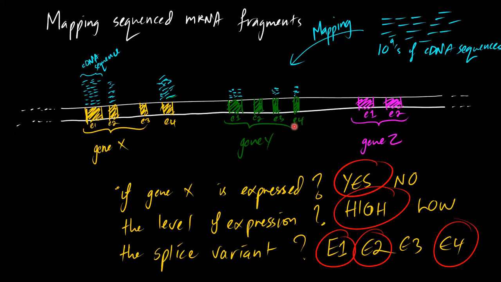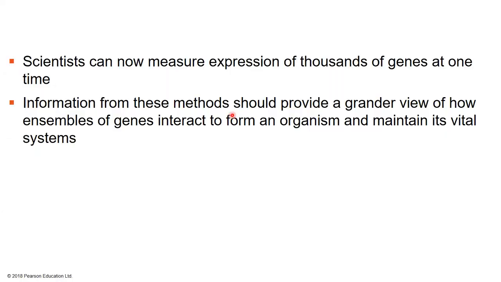So the mRNA of gene X in liver cells contains coding sequences from exon 1, 2, and 4, but not 3. For gene Y, exon 1, 3, and 4. Of course, Z is not expressed. This is how we read the data from the RNA-seq experiment. Of course, using this technique, we can measure the expression of thousands of genes at the same time.